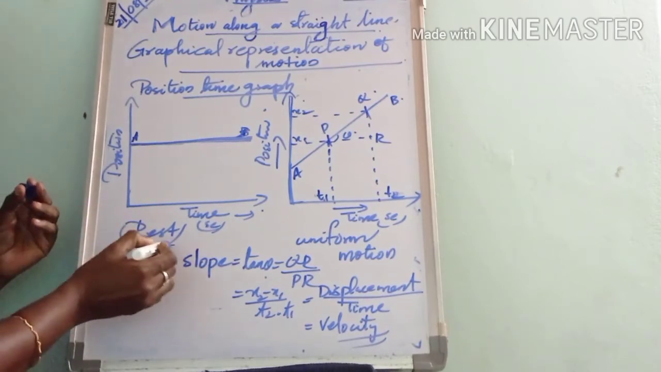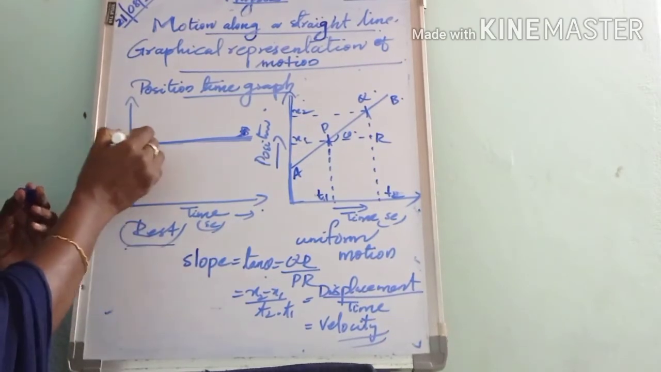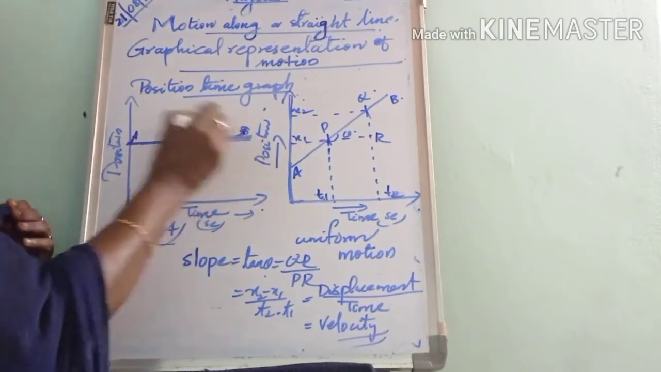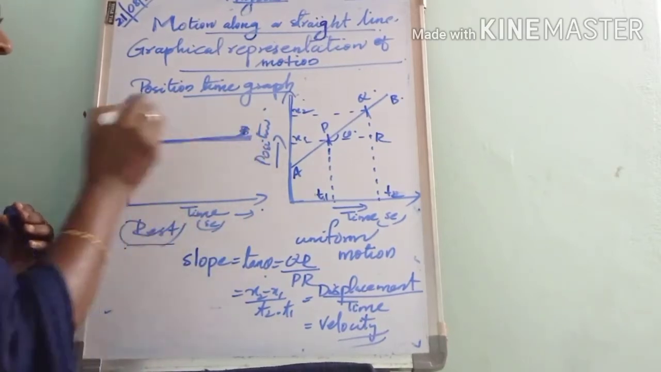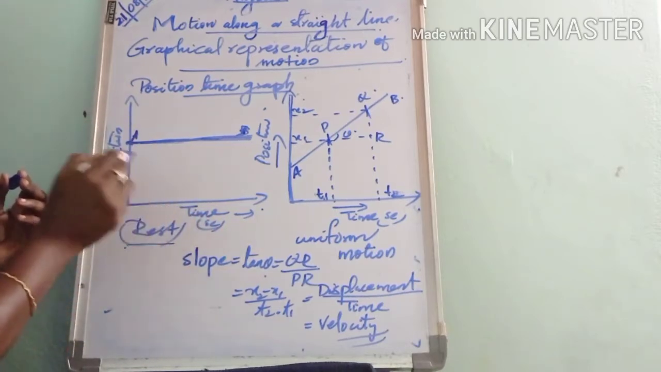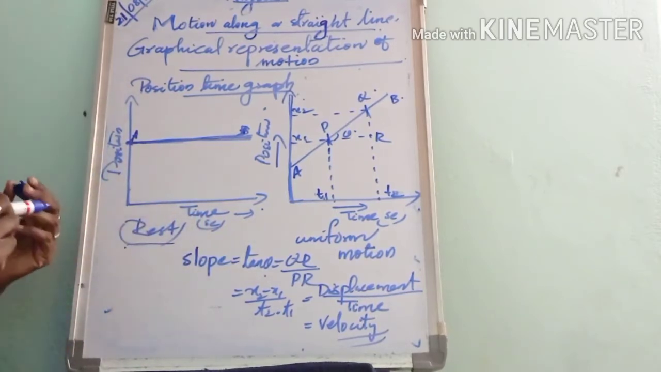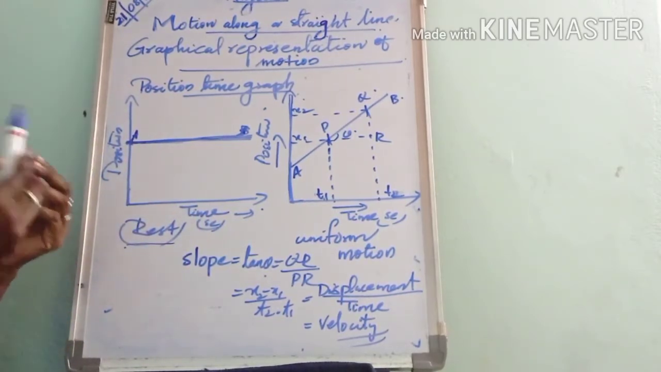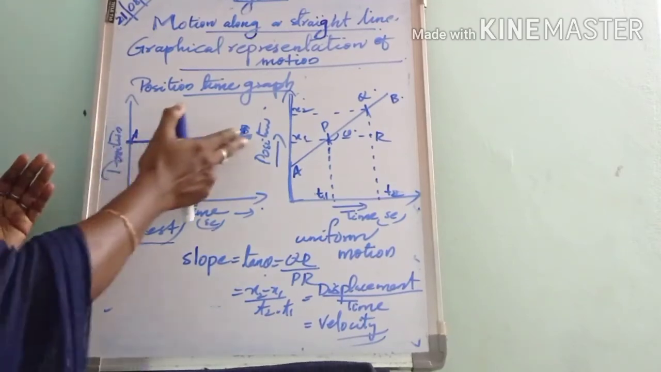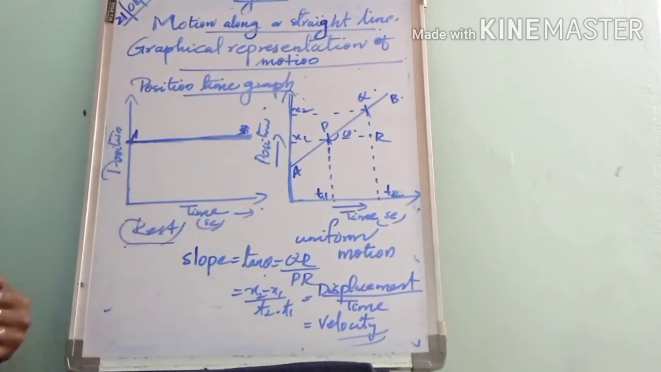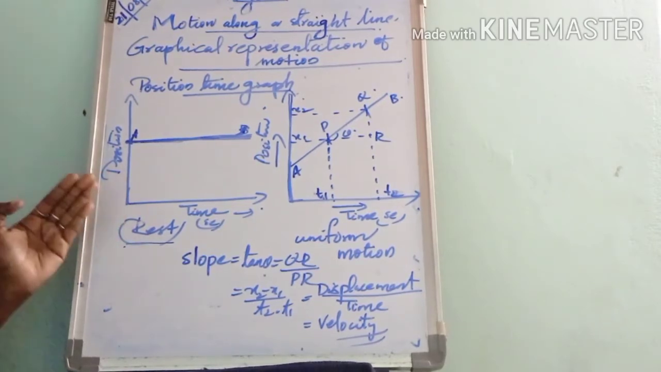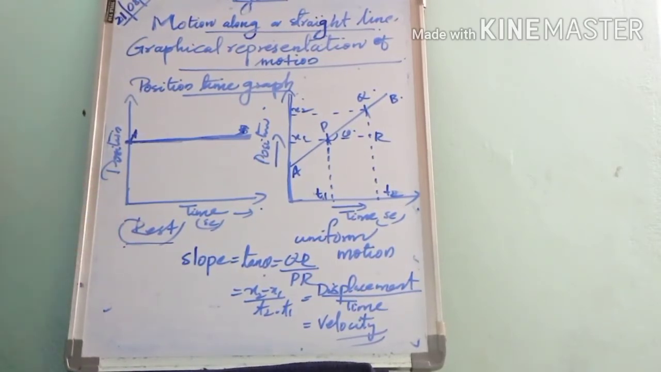Here the object is at rest, so it does not change its position. As time passes, its position remains the same. This indicates the position time graph for an object at rest. What is its nature? It is a straight line parallel to the time axis. That is about the position time graph for an object at rest.